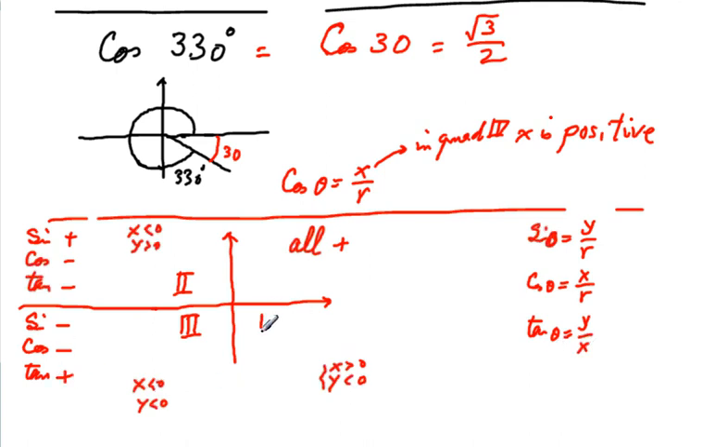Coming to 4th quadrant. So sine is y over r, that's negative. Cosine, x over r is positive. Tangent is going to be negative. Here, of course, everything is positive. So this is the plus or minus of the trig functions per quadrant.